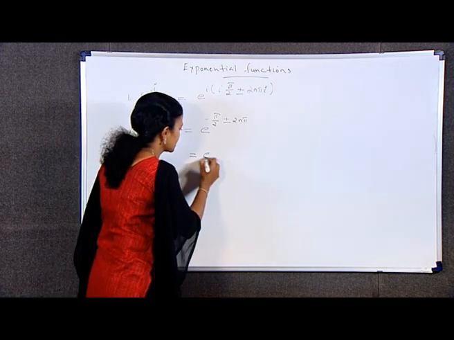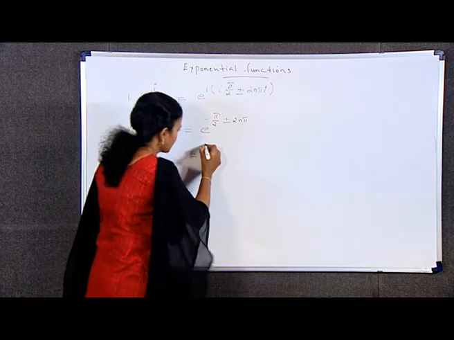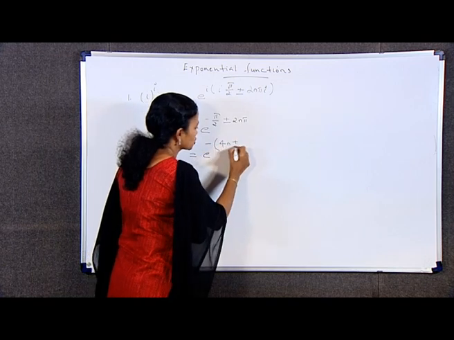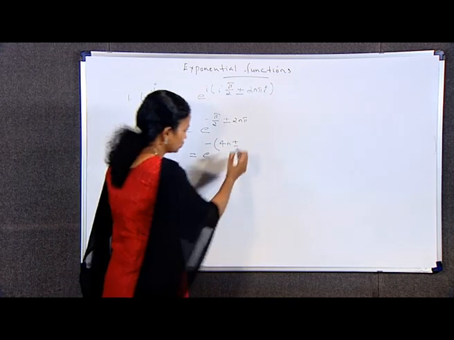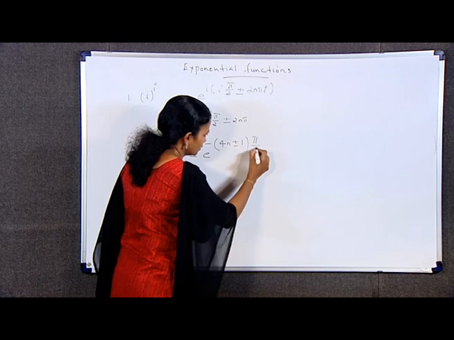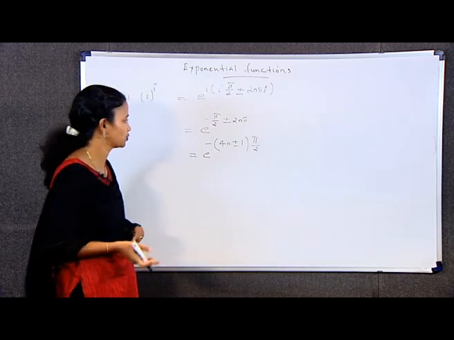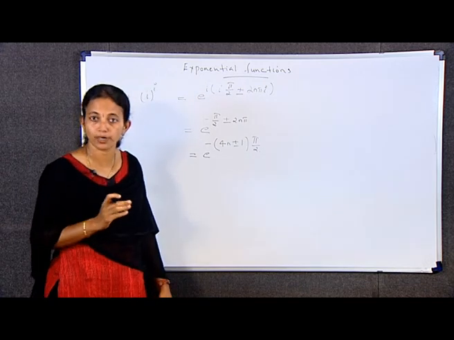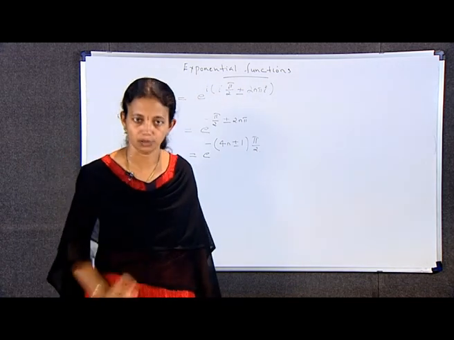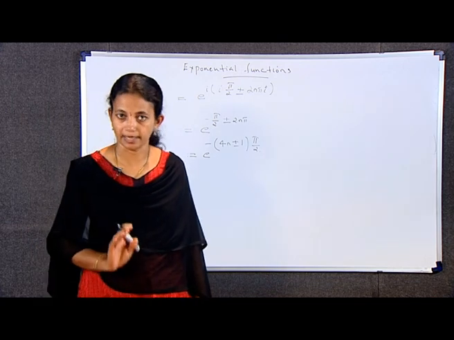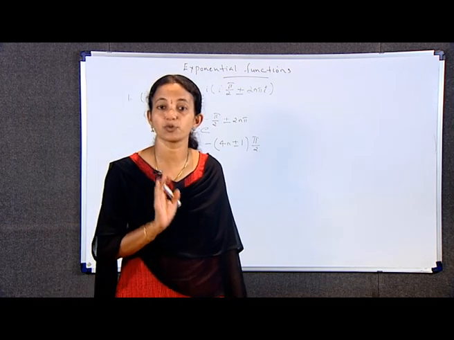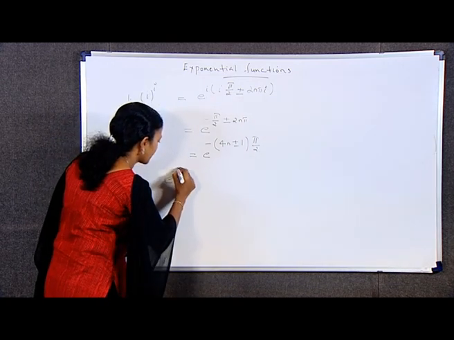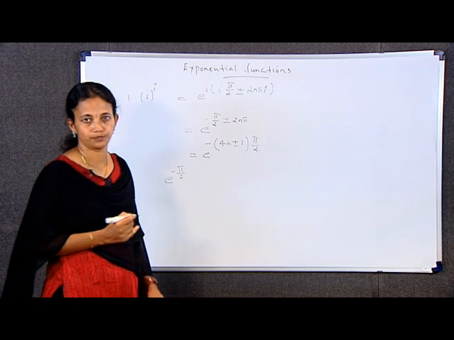This I can write as e raised to minus, taking minus outside, 4n plus or minus 1, into pi by 2. I am taking pi by 2 outside, and it becomes e raised to minus (4n plus or minus 1) into pi by 2. All these values are real, and the principal value, that is putting n equal to 0, we get e raised to minus pi by 2.